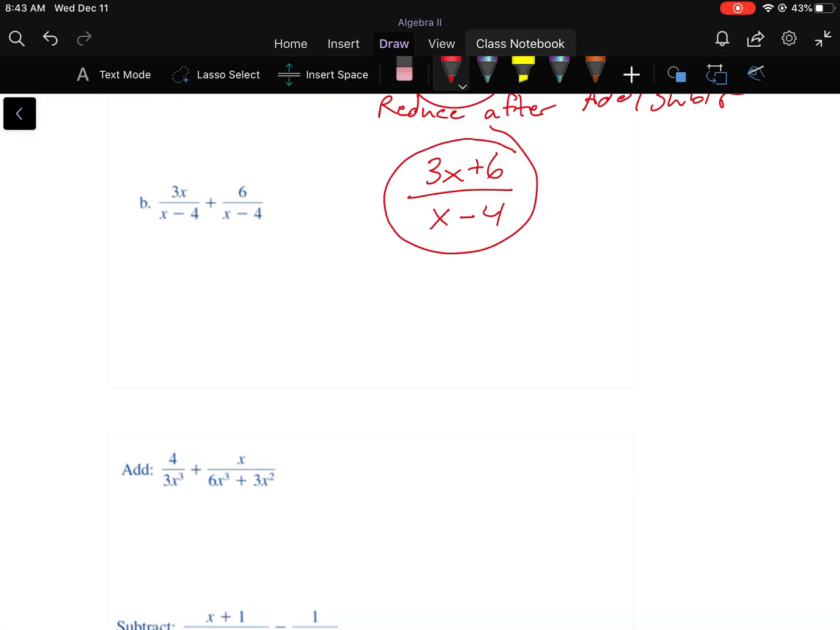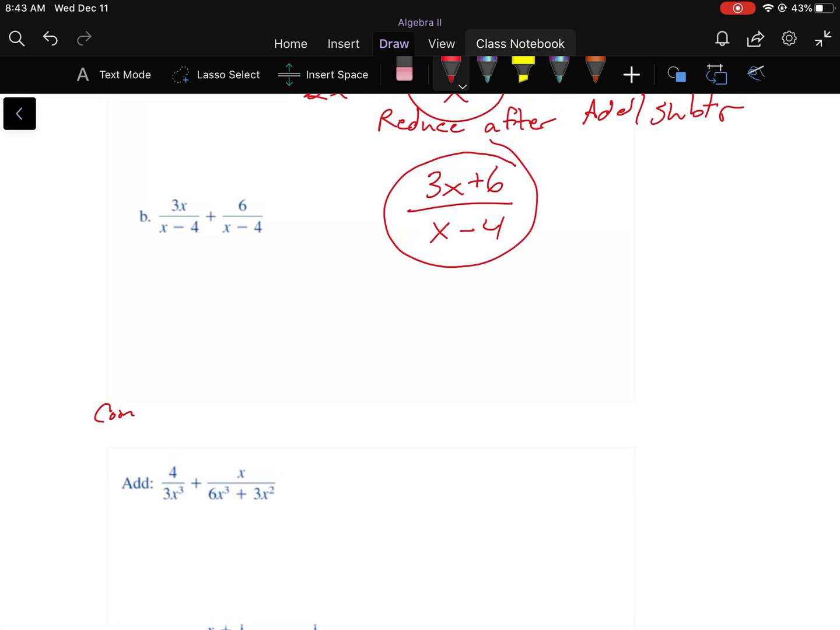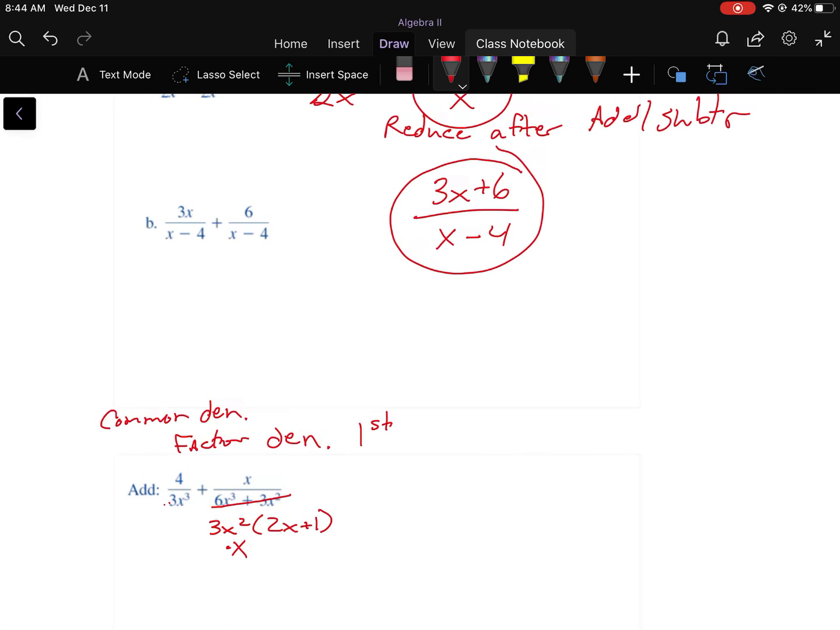Here, I do not have a common denominator, but to find my common denominator, factor the denominators first. The reason I say that is, here the first one's 3x to the third. The next one, I can take a 3x squared out of both, so 3x squared, and that leaves me with 2x plus 1. That's going to replace this part right there. This is 3x to the third. This is 3x squared. I need to multiply that by x to make it x to the third. So they both need 3's, they both need x to the thirds, and they both need 2x plus 1.